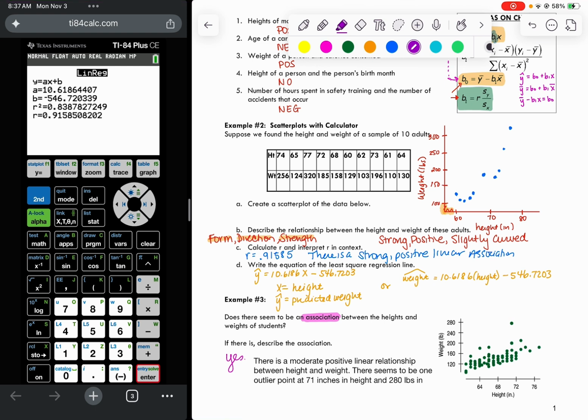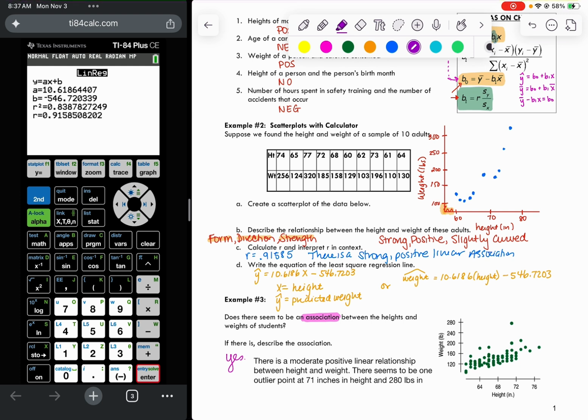In general, remember, your correlation coefficient can only go from -1 to +1. Anything negative means that there's a negative linear relationship. Anything positive means that it is a positive linear relationship. If R is equal to 1, that means it's a perfect straight line. And if R is equal to -1, that means it is a perfect straight line, just in a negative direction.